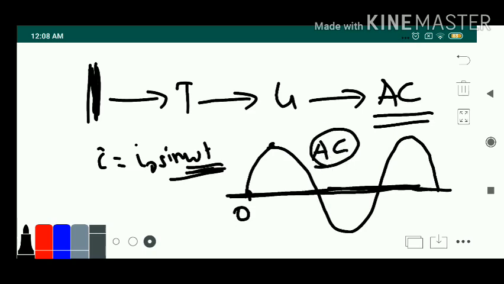So I hope you understood. This much portion is very important for your next portion or next chapter, guys. Now we'll do a few problems. Okay.